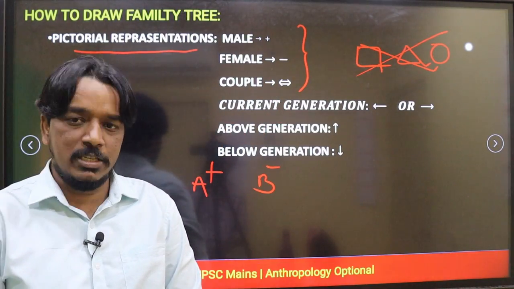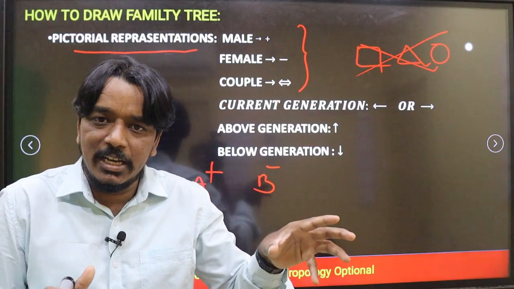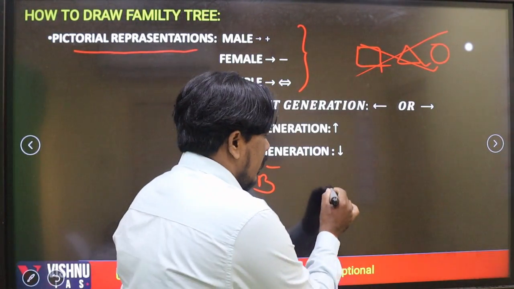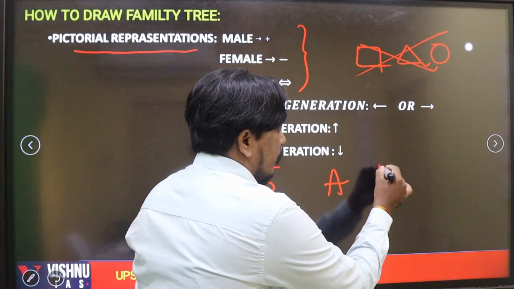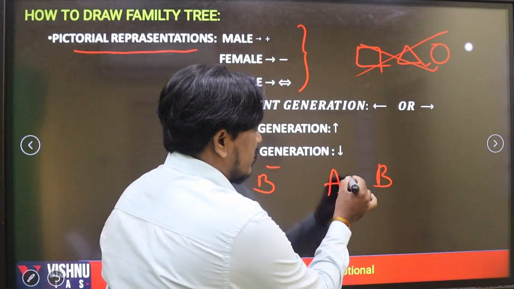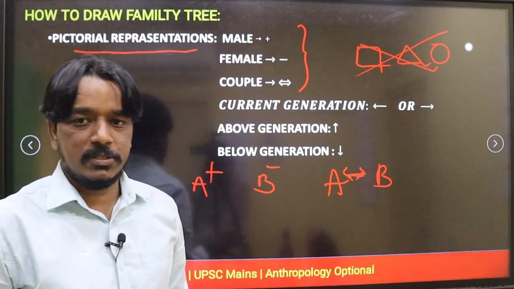Now, the next important thing is couple. In the given data, wherever you find married couples, wife and husband, for example, A and B are married couples. Between the two persons, we have to represent this two-sided arrow. These two are the couples.